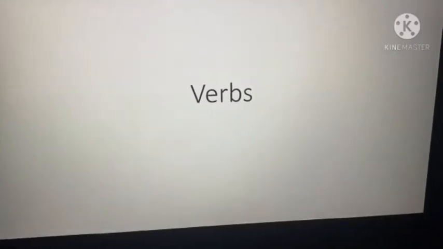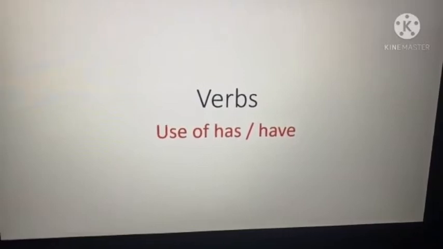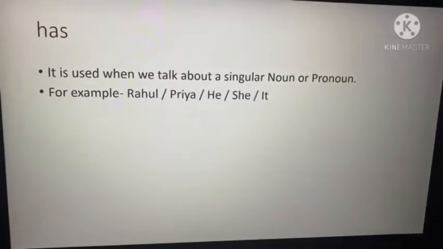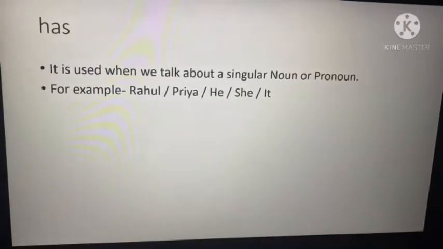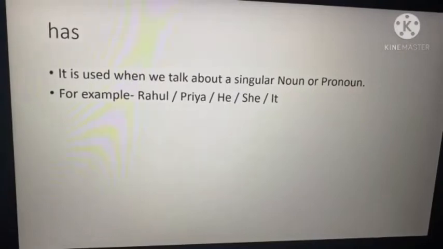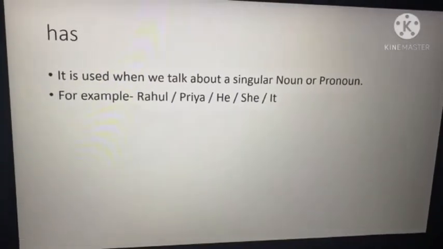Verbs. Today we will learn about the use of has or have. Has is used when we talk about a singular noun or pronoun. For example, Rahul, Priya, he, she, it. These are all your singular nouns or pronouns, so we use has with them.